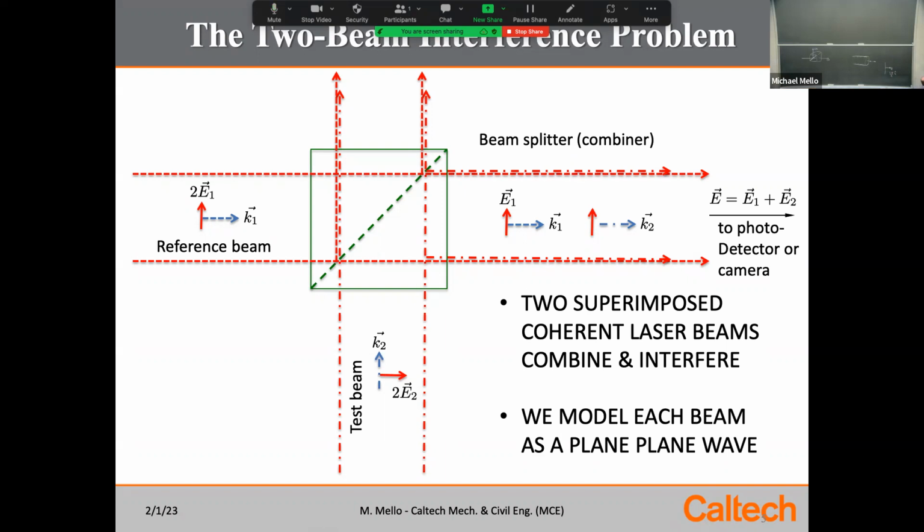And so we draw and we write the electric fields of each beam in that way, okay? Such that when they meet, now they combine. And you really are getting E1 plus E2. Note the vector that I'm putting up above them, okay? So the photodetector or the camera sees the effect of E1 plus E2 superimposed on each other.